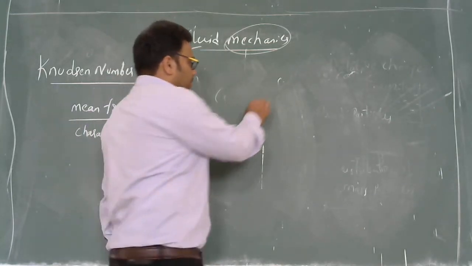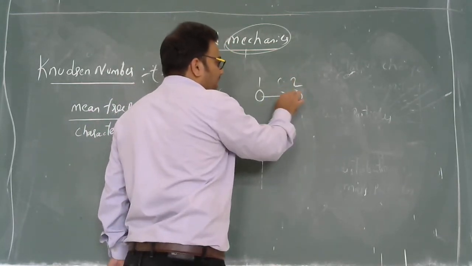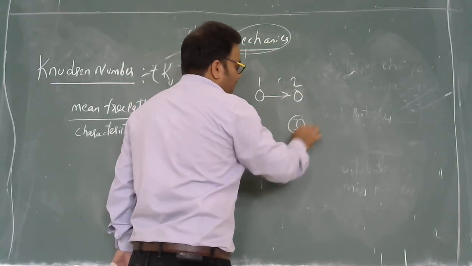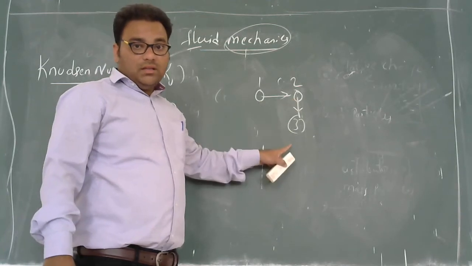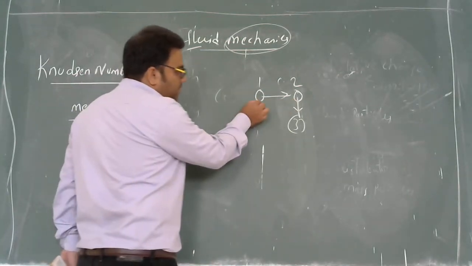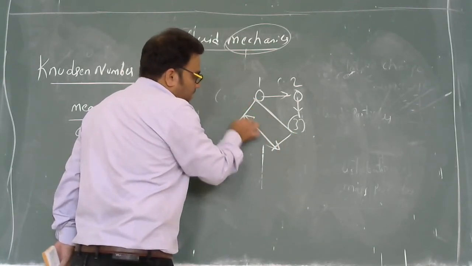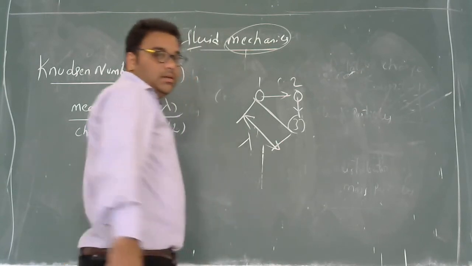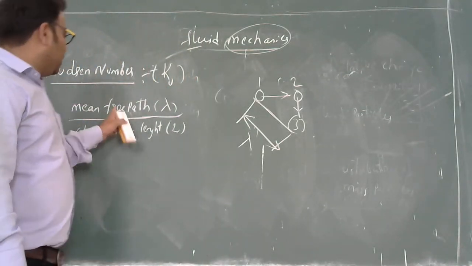Let us say this is molecule 1 and this is molecule 2. Molecule 1 will collide like this, and 2 will travel like here, and 2 will collide with 3. These consecutive collisions will happen, and here I am measuring this distance. Whatever this distance is, it is nothing but the mean free path. So we have completed the mean free path.